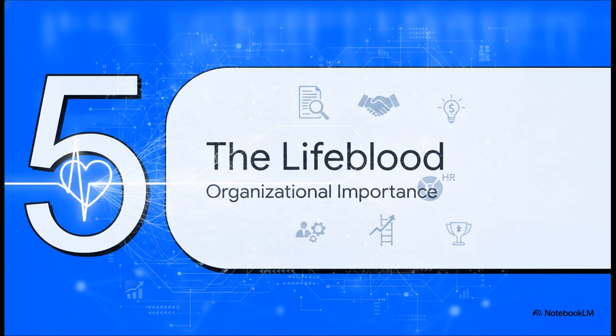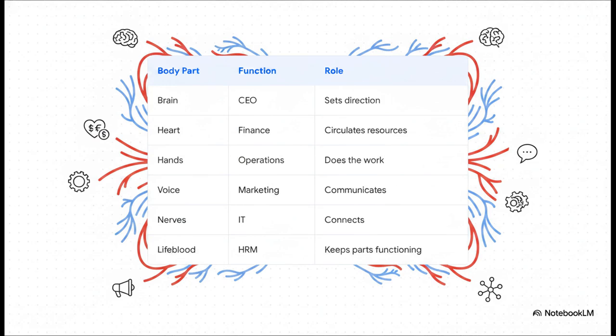Section 5. The organizational lifeblood. We've covered the 12 functions. Now let's zoom back out to understand the massive strategic importance of everything we just learned. And this brilliantly illustrates the whole concept.